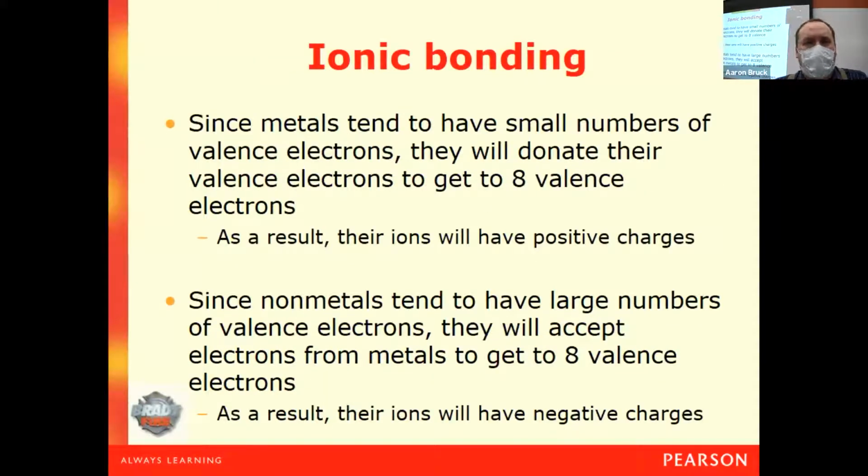So let's look at ionic bonding first. As we saw in our examples on Friday, metals tend to have small numbers of valence electrons. They tend to have 1, 2, maybe 3 valence electrons. And so in order to get to 8 electrons, they would have to either add 7, 6, or 5 electrons, which would be really difficult. Or they can give those 1, 2, or 3 electrons away and become a charged particle. And that's what they ultimately end up doing.